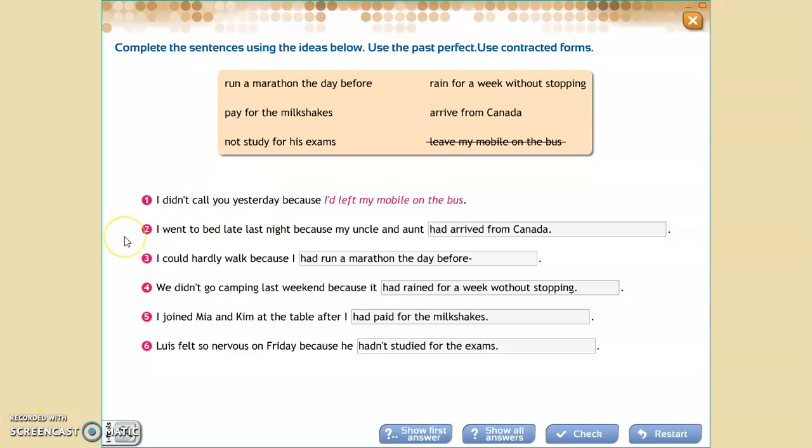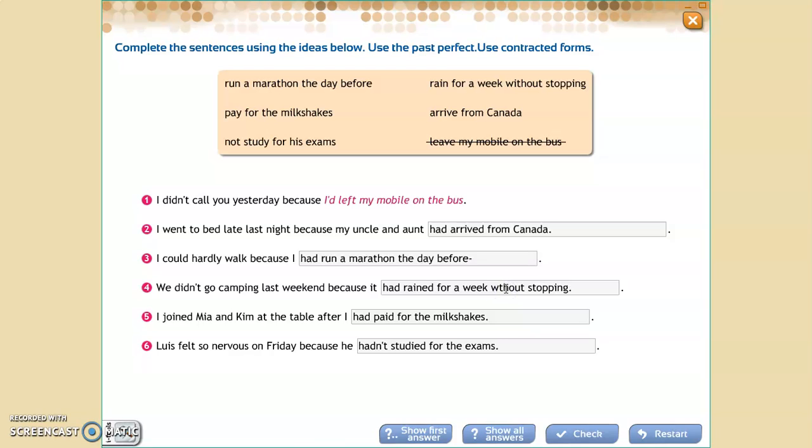So for example, the number 2 says I went to bed early last night because my uncle and aunt had arrived from Canada. 3, I could hardly walk because I had run a marathon the day before. 4, we didn't go camping last weekend because it had rained for a week without stopping.